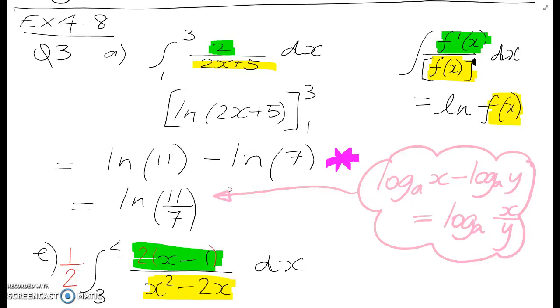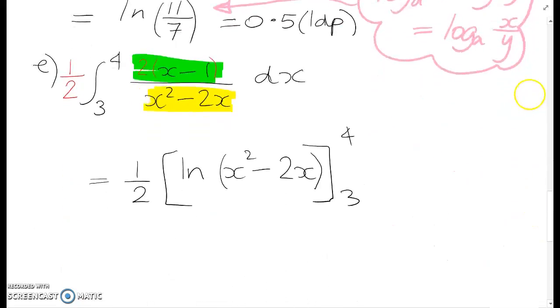Now they probably want that to, what do they want? 1 decimal place. So that's actually, if I was going to continue on and get back to a normal colour, that is going to be 0.5 to 1 decimal place if you plug it into your calculator. All right, so that's that one. Let's have a look at E now.